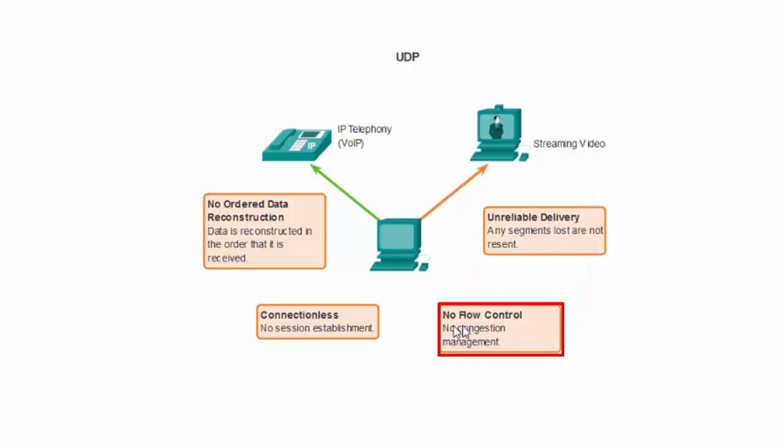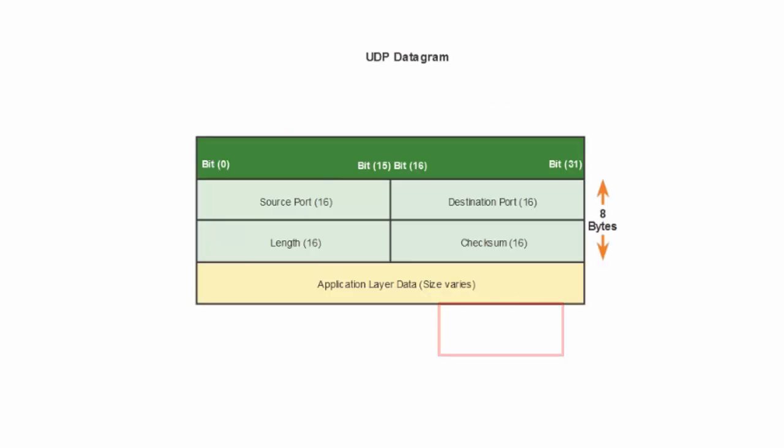Also, there is no flow control, which means that UDP can send very fast. This may overwhelm the receiver on the other side, which might be a problem in some cases. In that case, we need to provide some other service to take care of flow control, because UDP itself does not provide any flow control.